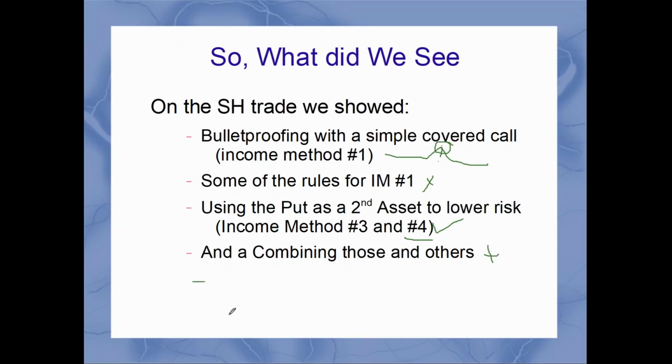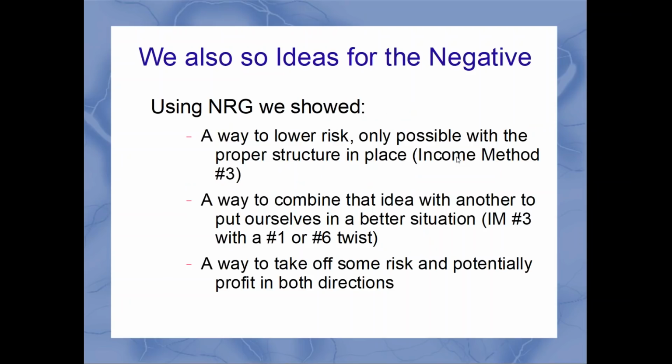Hey, I also showed you a way that we could potentially have no risk and profit in either direction with what's known as income method number 12. But of course, the do's and don'ts of how to structure that and when to use it are discussed in the blueprint and, of course, in presentations for blueprint owners and Fusion subscribers as well. Now, I also showed you ideas for the negative.